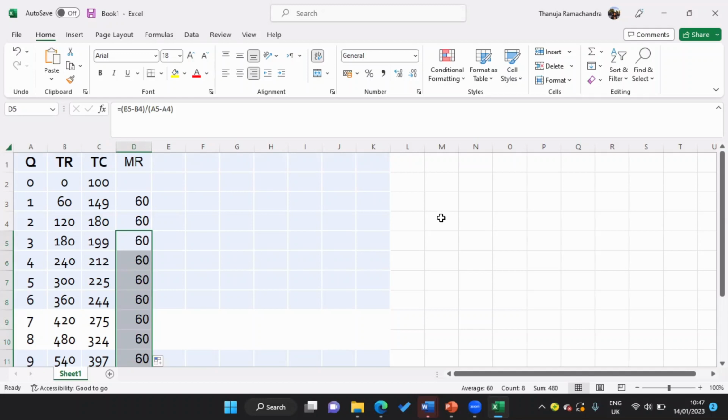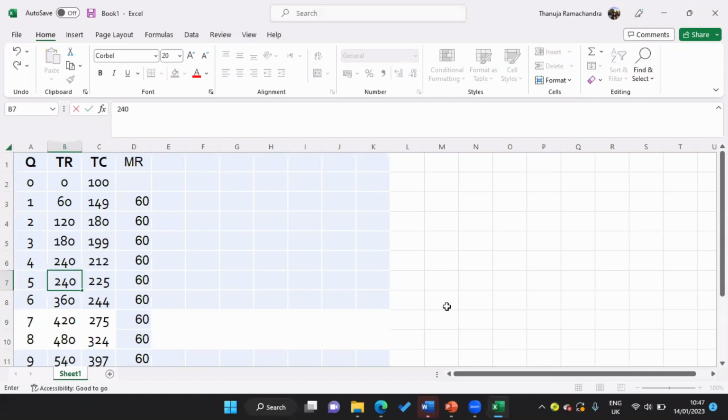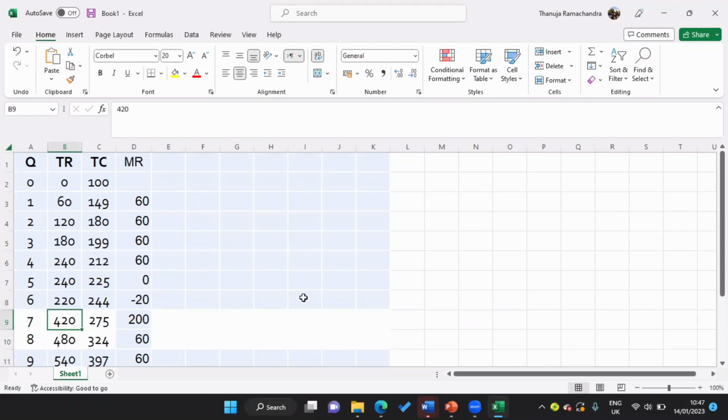Like in the first one, this is different because this is our starting of the production. So starting, there's no production, so no revenue, right? That is a different case. But in between, say for example, instead of 300, it can remain as 240. So then you'll have 0. Then instead of this, it can become 220. So then you'll have minus.